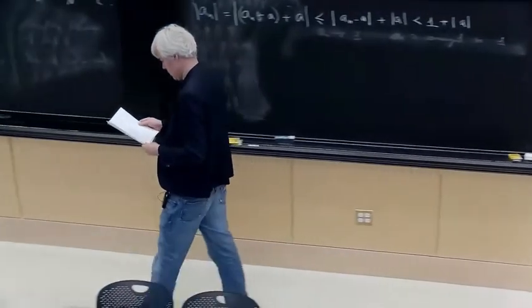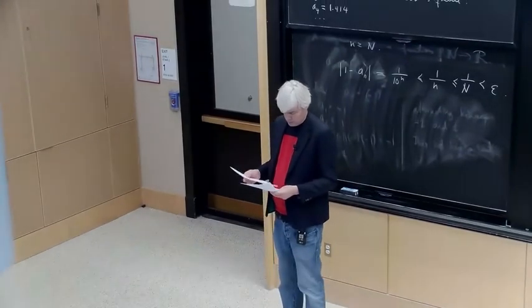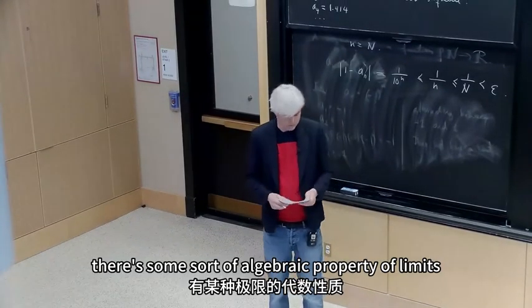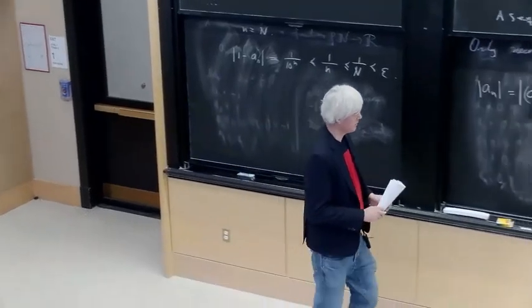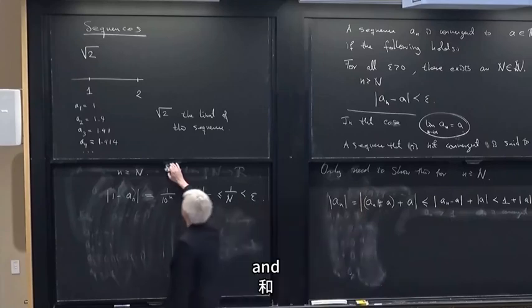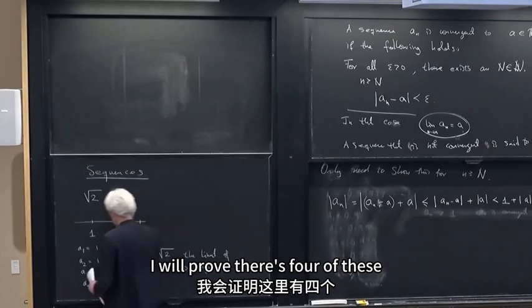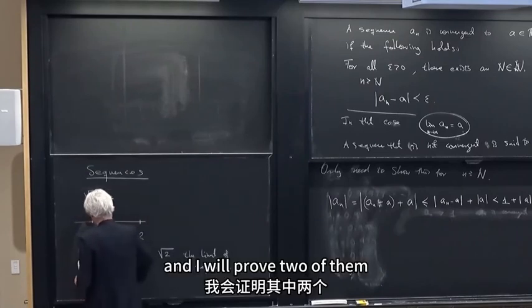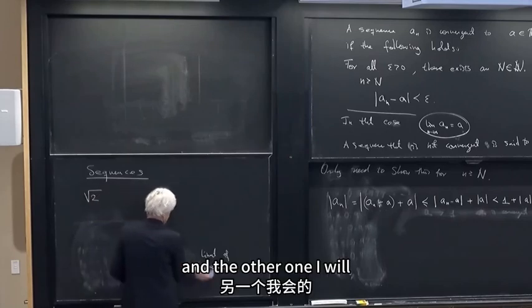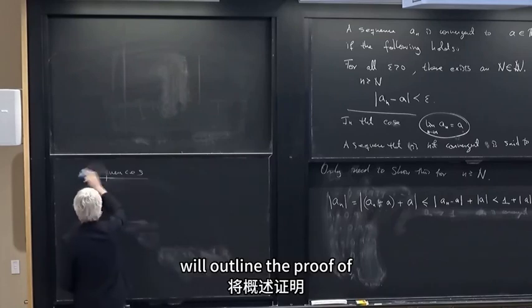Okay. Now the next thing I want to talk about is that there's some sort of algebraic property of limits that is often very useful. And I will prove there's 4 of these. I will prove 2 of them, and the other ones I will outline the proof of.